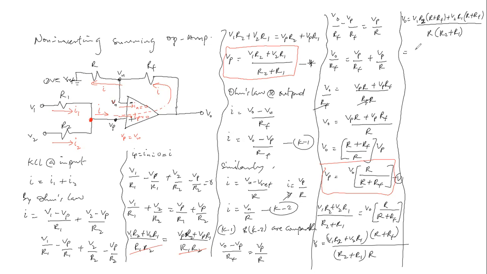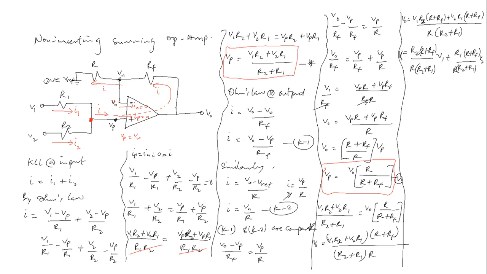So then we have R2 into bracket R plus R sub F divided by R into bracket R2 plus R1, V1, plus R1, right, into bracket R plus R sub F over R2 plus R1, all equals R V2. And this is the same as V0.